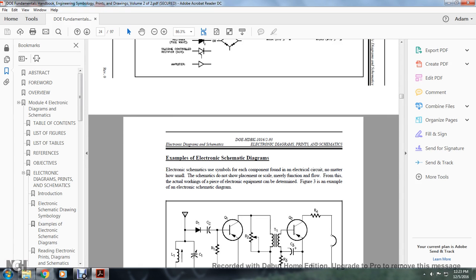Electronic schematic diagrams use each of the symbols to represent the electronic circuit. No matter how small, the schematic does not show the placement or scale, but the function and flow of the actual working piece of electronic equipment can be determined. Figure 3 is an example electronic diagram.